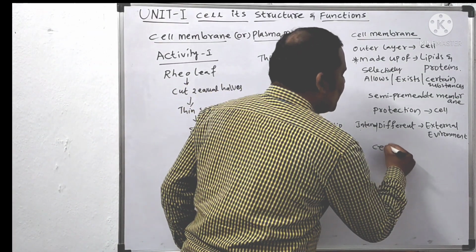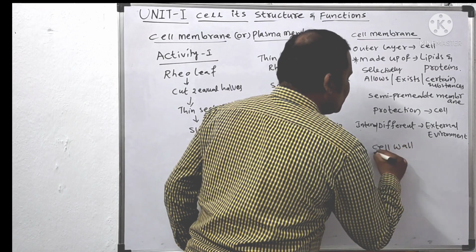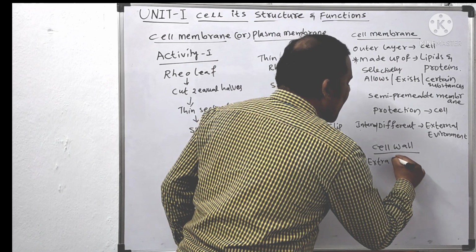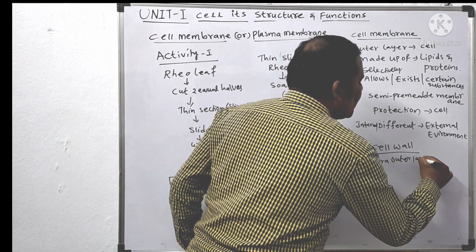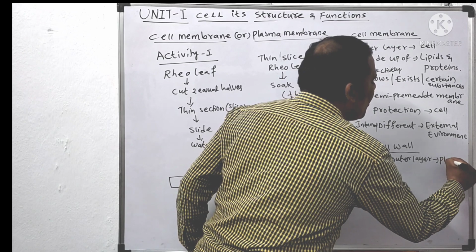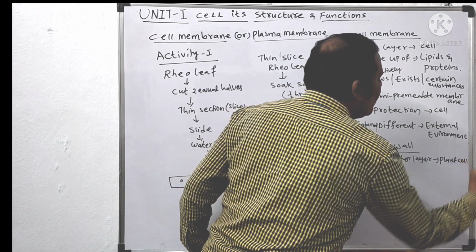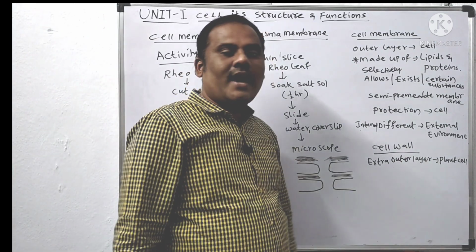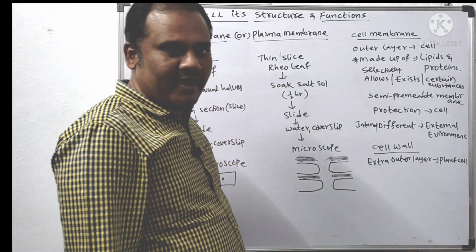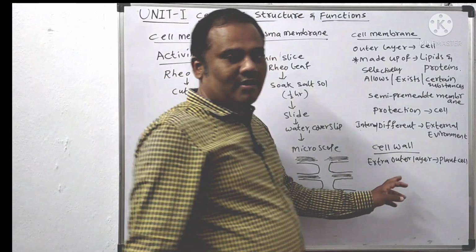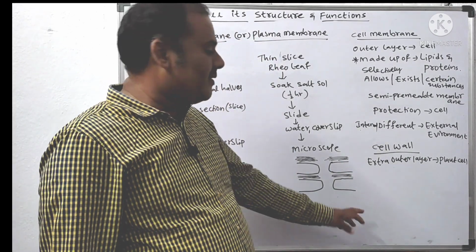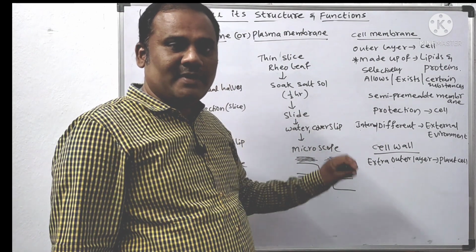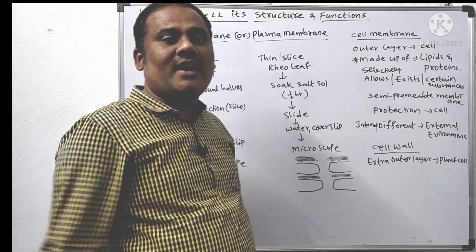And next one is the cell wall. What is that? An extra outer layer present in the plant cell is called the cell wall, not the cell membrane. This is one of the unique features of the plant cell: it is present only in the plant cell, but absent in the animal cell.